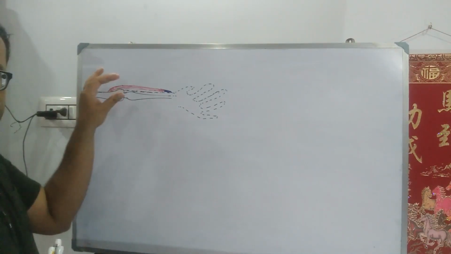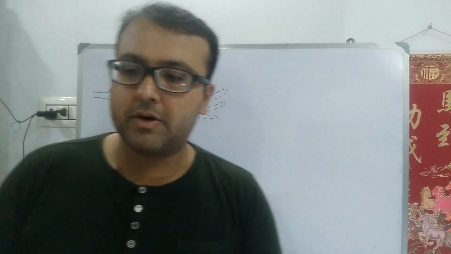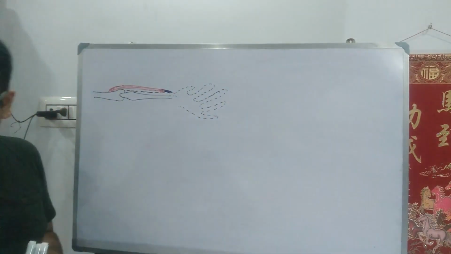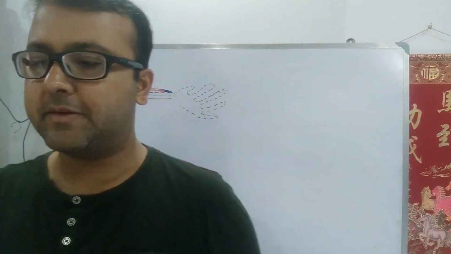And now this muscle. So when I say that one side it is connecting to the brachium and the other side it is connecting to the radius, the name of the muscle must be brachioradialis muscle. Right, so this muscle is the brachioradialis muscle.